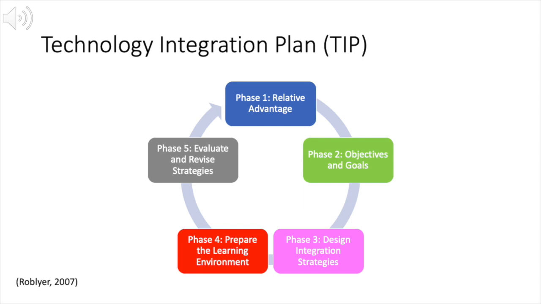Phase 1. In determining the relative advantage of a specific technology, teachers need to consider the learning problem and think about whether the benefits offered by teaching with technology, in comparison with another method, are worth the effort and cost. Phase 2 is teachers set clear expectations about learning outcomes and how they will be assessed. Learning outcomes should be specific, observable, and measurable.